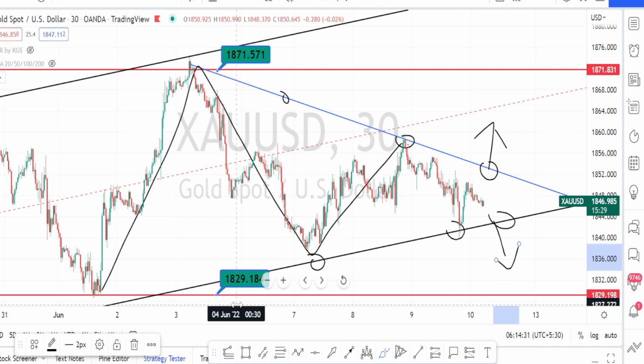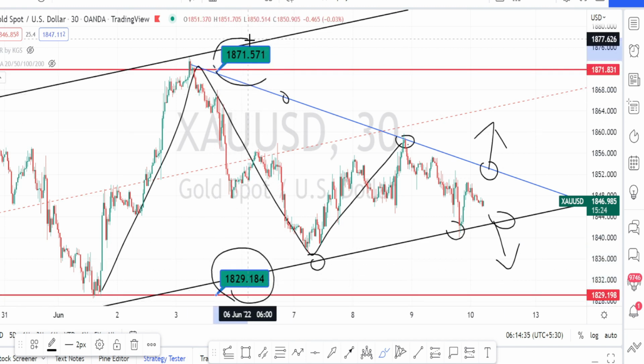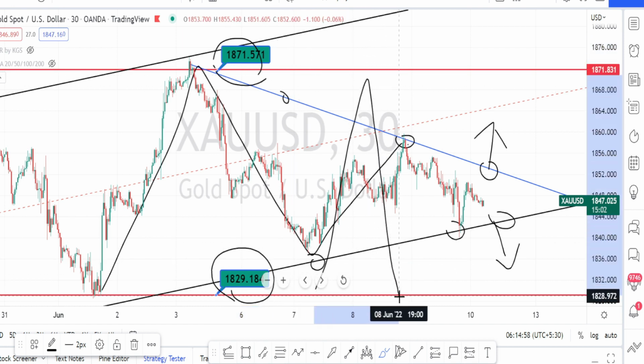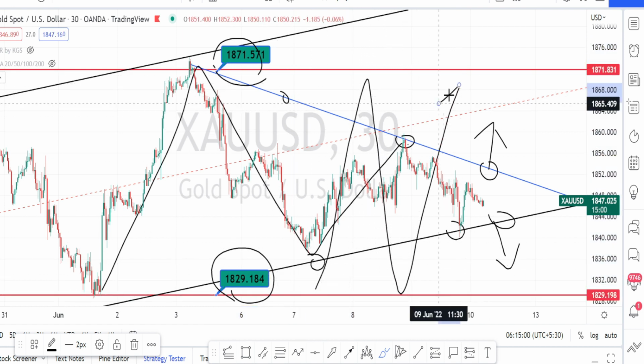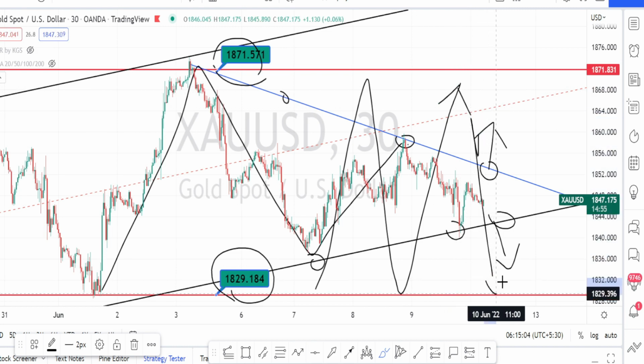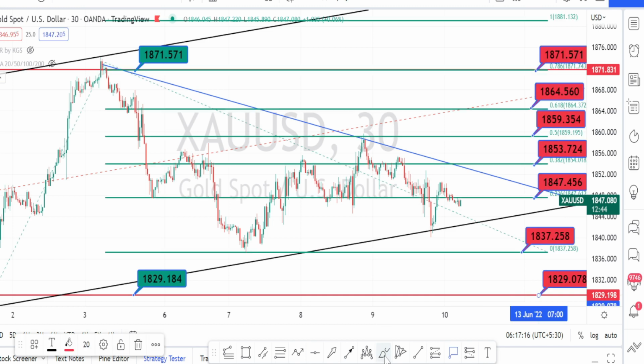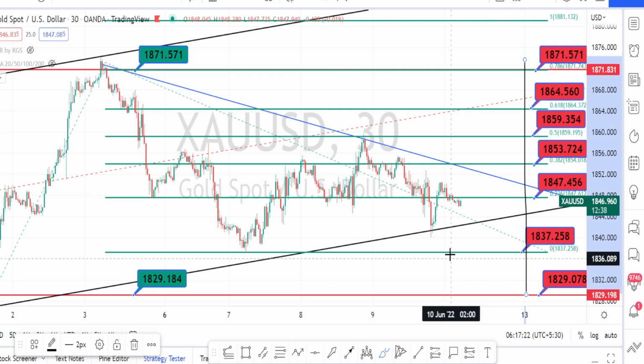But still we know that from the higher time frame, the current price action is trading between the resistance level of 1871 and the support level of 1829. It is a range bound market within which it is moving on a bullish side and on a bearish side. Let us mark the support and resistance levels. So the values within these red color boxes are the resistance and support levels for 30 minutes time frame.